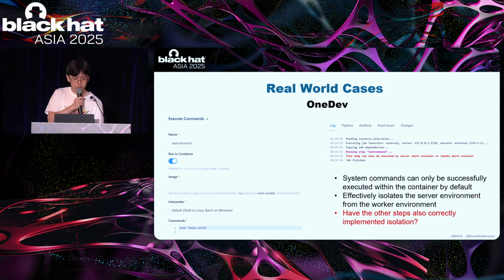But if you try to run it other than in a Docker container, it will actually print out error messages. That's because system commands can only be successfully executed within the container by default. So it effectively isolates the server environment from the worker environment. So have other CI steps also correctly implemented isolation?